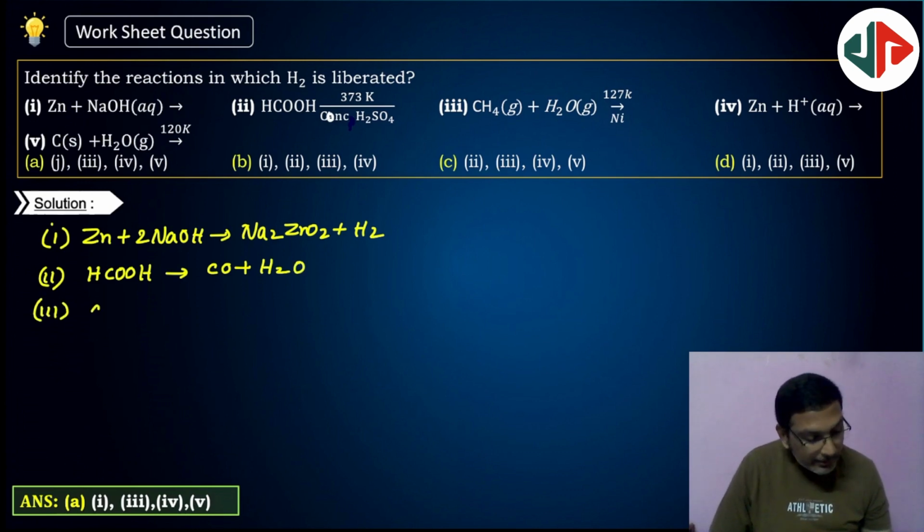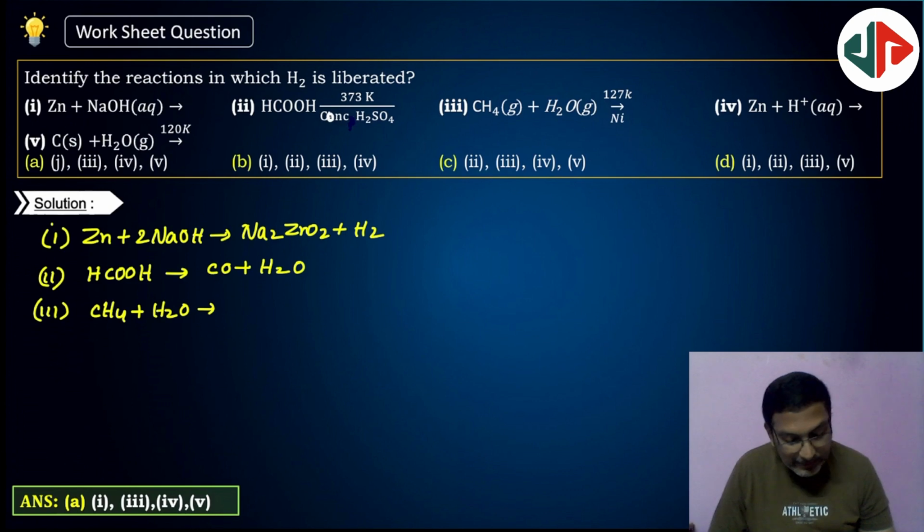Third reaction, CH4 plus H2O steam at high temperature, 1270 Kelvin, under catalyst. It gives CH3OH, methyl alcohol, plus H2.